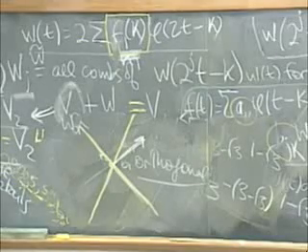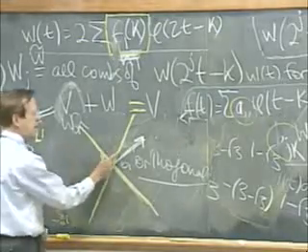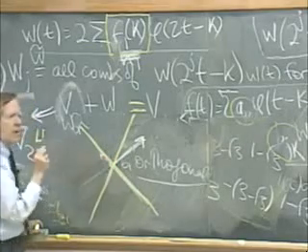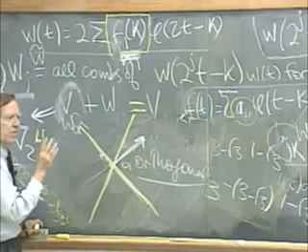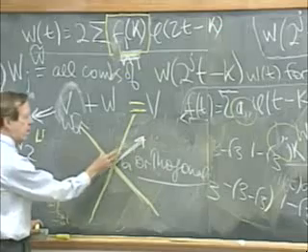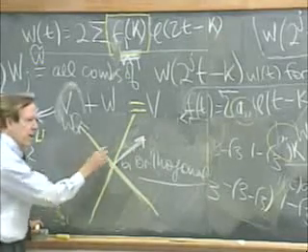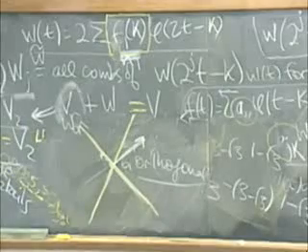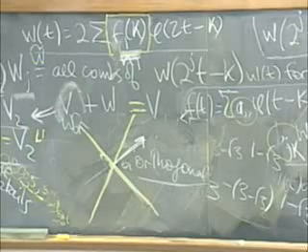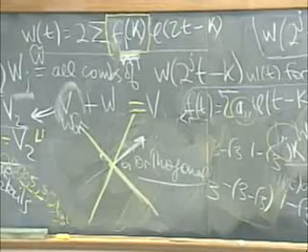So one way to say it is these are perpendicular. If only I knew the right definition of the right norm, the right inner product, they would be perpendicular. But by the standard definition, they're not.